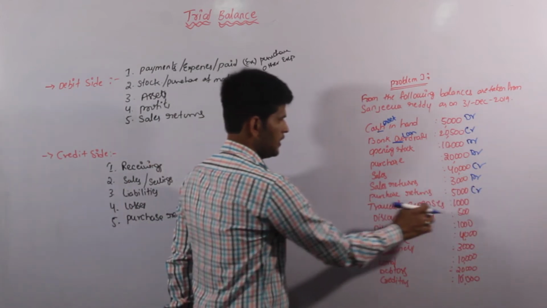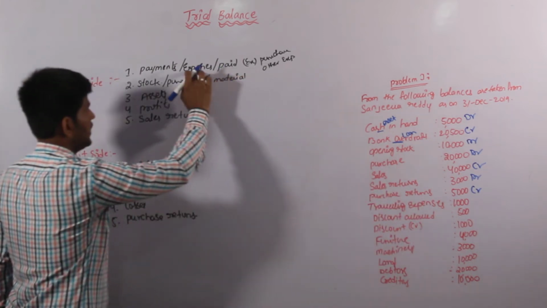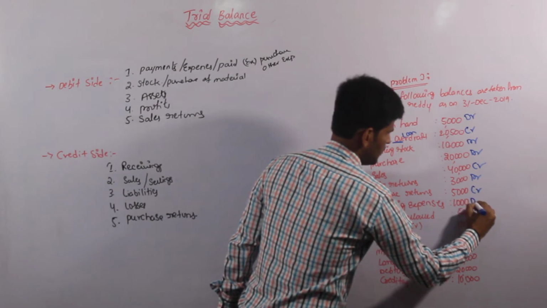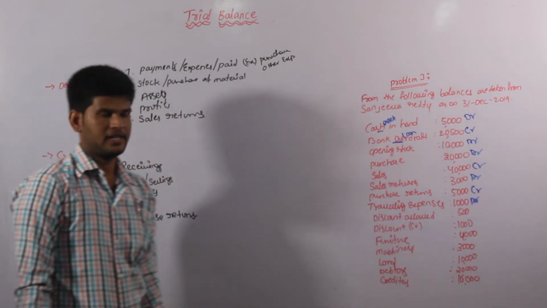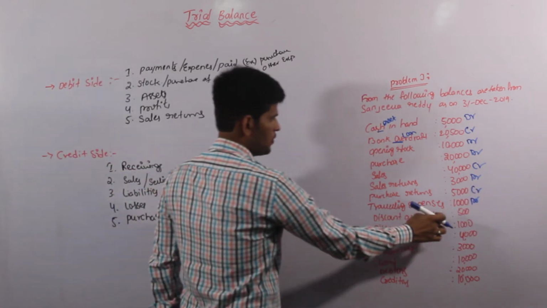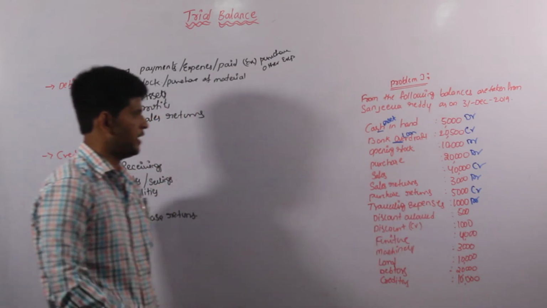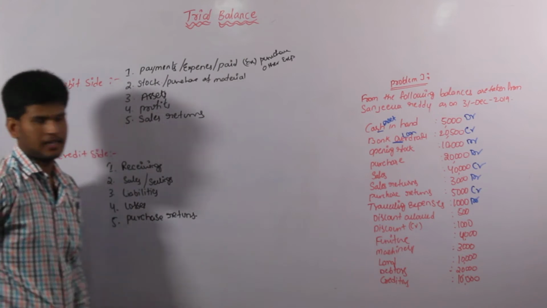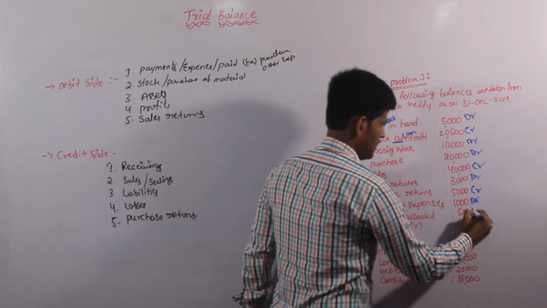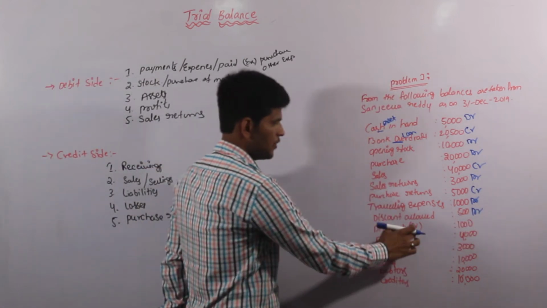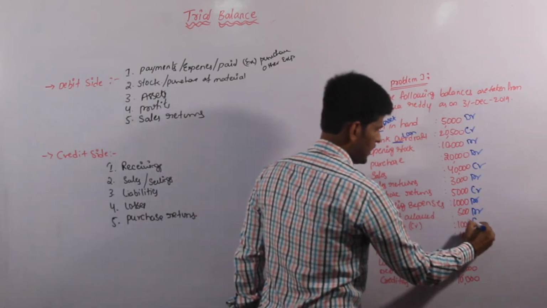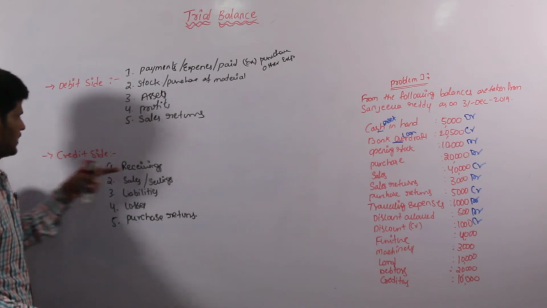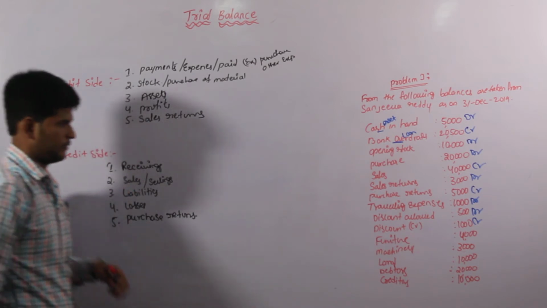Next one, traveling expenses. Expenses are always on the debit side. So we have to give expenses always on the debit side. Next one, discount allowed. Discount allowed is nothing but we are giving, so it is also part of a debit side transaction. It will also be debit side. Discount received, so credit will already be there. It's nothing but receiving. Receiving is on the credit side.